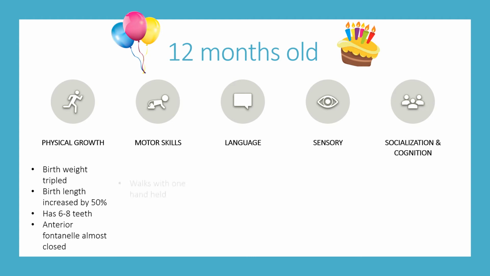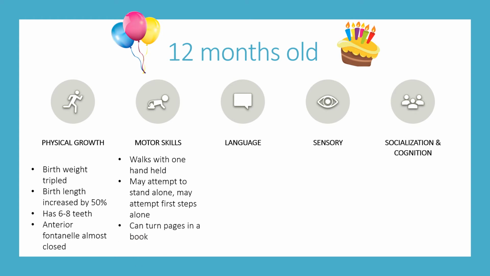As far as their motor skills, this child is generally walking, maybe with one hand held. They can be getting around. They might attempt to stand alone. They might not be able to stand by themselves. They can take maybe a couple steps. Generally, the child should be able to take a few steps alone at this age. They can turn pages in a book.